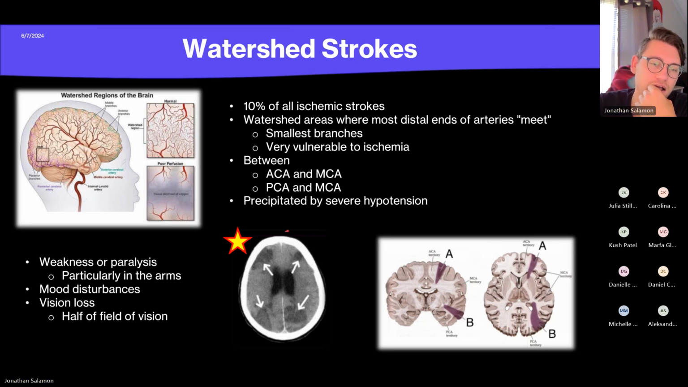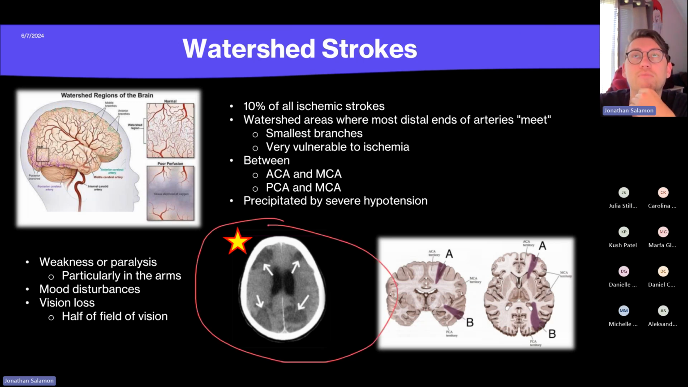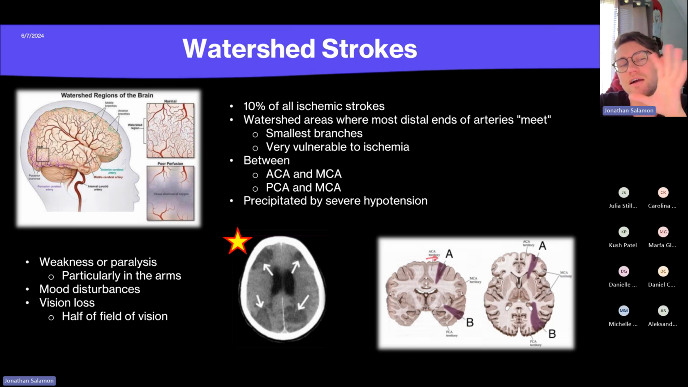Watershed strokes. This is just like the watershed problems in the gut, right? They're not quite anastomoses, not technically, but anywhere you have two vessels supplying blood to the same area distally from the supply of those vessels, that's where the vessels are the smallest. Therefore, this is where the blood supply is most at risk, either due to emboli or global hypovolemia.